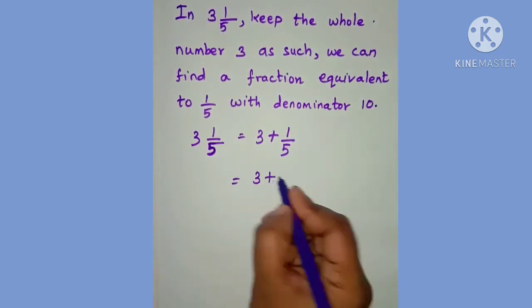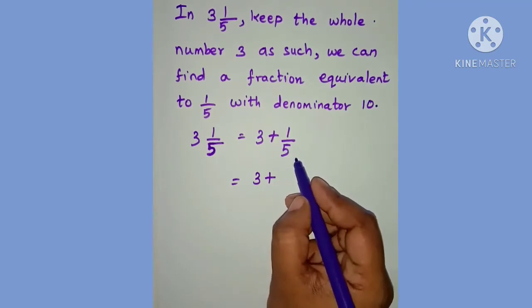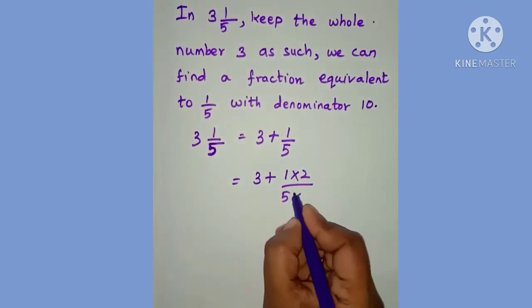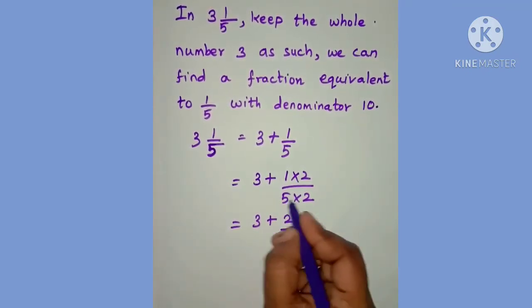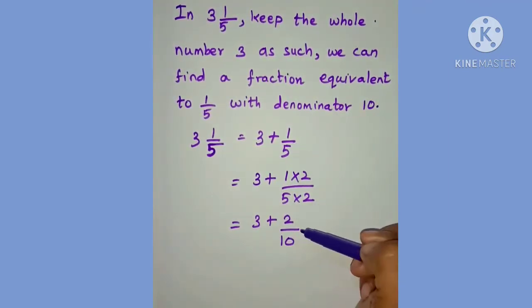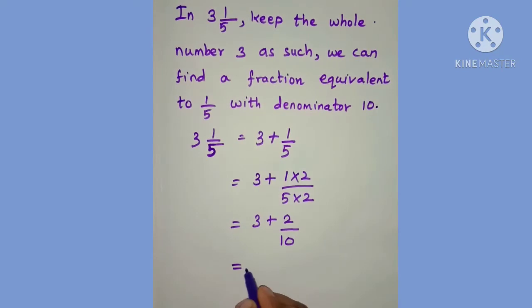That is 3 plus 1 by 5. So when we make the denominator 10, we have to multiply and divide by 2. So that is 1 into 2 by 5 into 2. That is 3 plus 1 into 2 is 2, by 5 into 2 is 10. So now 2 by 10 is the equivalent fraction to 1 by 5 with denominator 10. So now we can write 2 by 10 as 0.2. So adding 3 and 0.2 we get 3.2.